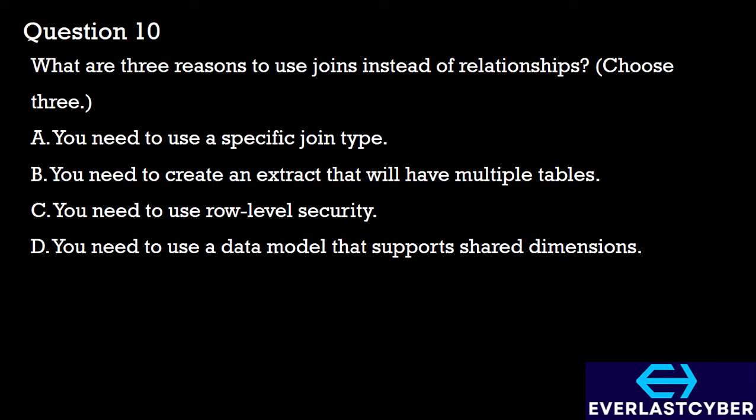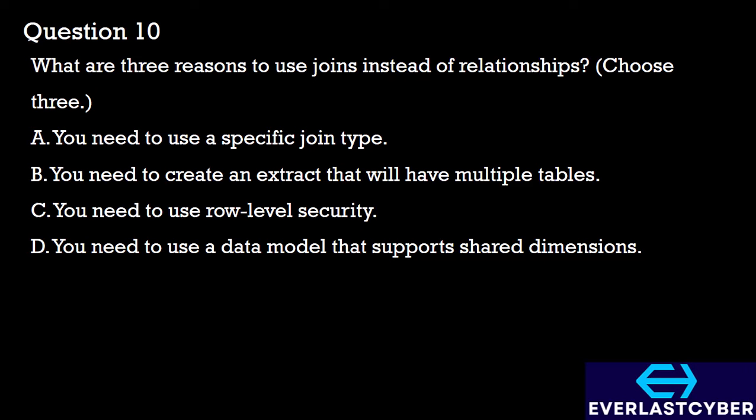Looking at option B, when creating extracts, especially if you're combining multiple tables into a single table for better performance, joins are typically used. Relationships are more appropriate for logical separation of tables, but it might not work as efficiently when combined into one physical extract. In option C, row-level security can be applied to data sources and often works more effectively with joins because the data is combined into a single table, and security filters can be applied more easily.